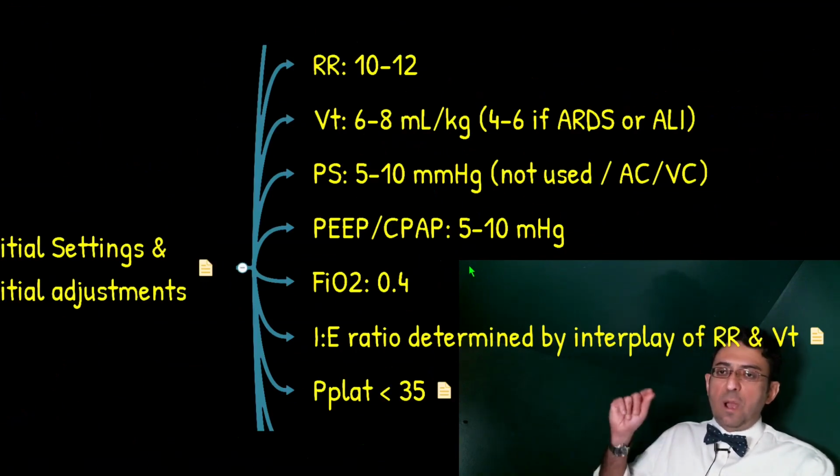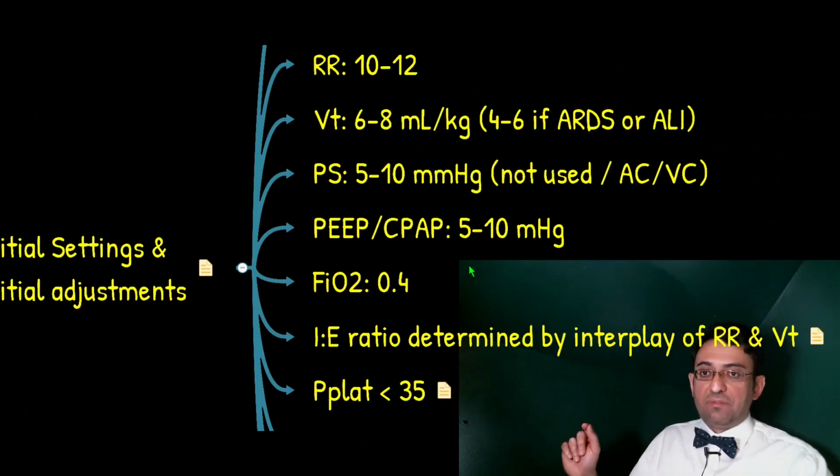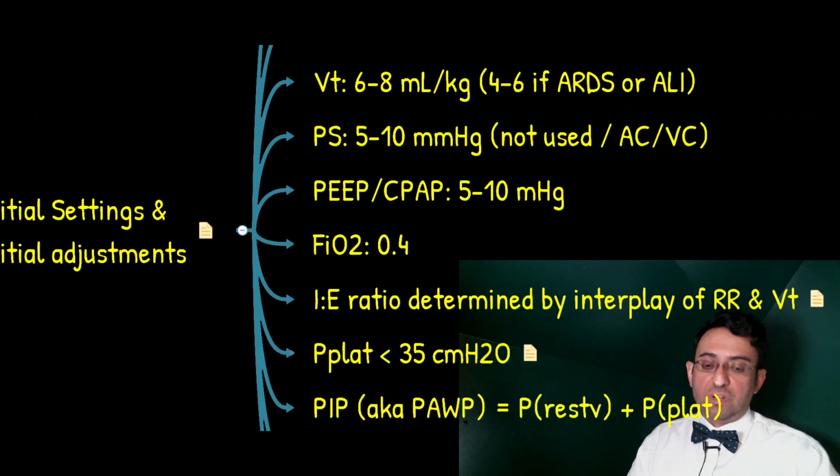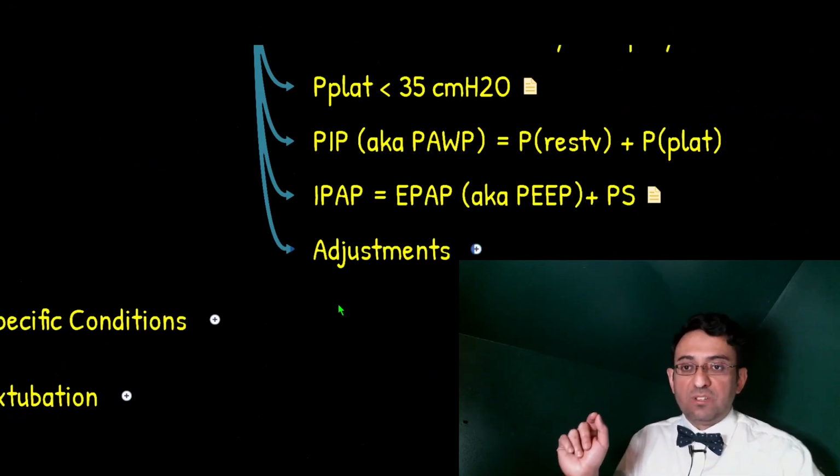Pressure support on top of the PEEP is itself, again, most commonly 5 millimeter mercury. Remember that plateau pressure, we tend to keep the plateau pressure less than 35. Plateau pressure is measured in terms of centimeter water. And then we have a very important set of initial adjustments to make.